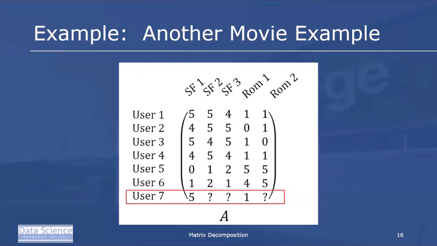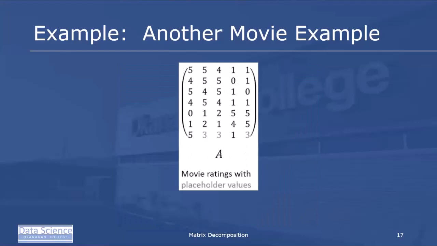What happens now if we have a seventh user, and that seventh user hasn't filled out all of the movie ratings? We can see that this user clearly likes science fiction and less so romantic comedies. If we did a singular value decomposition on this matrix, we might be able to create projections for science fiction 2 and 3 and romantic comedy 2. The problem is we've got missing values. And so we can't do any mathematics in this matrix without having some sort of value in those three spots. Let's go ahead and use 3 as a placeholder in those 3 spots.